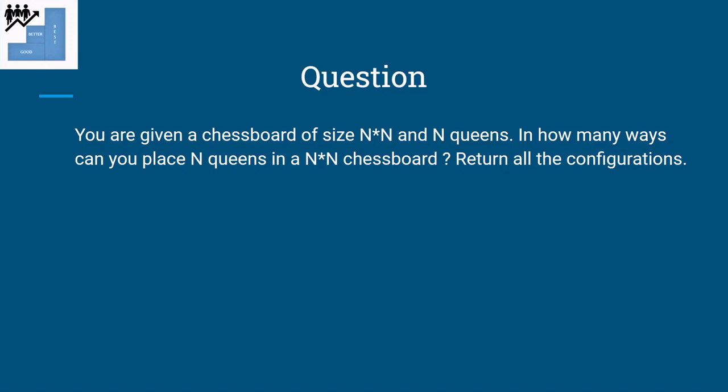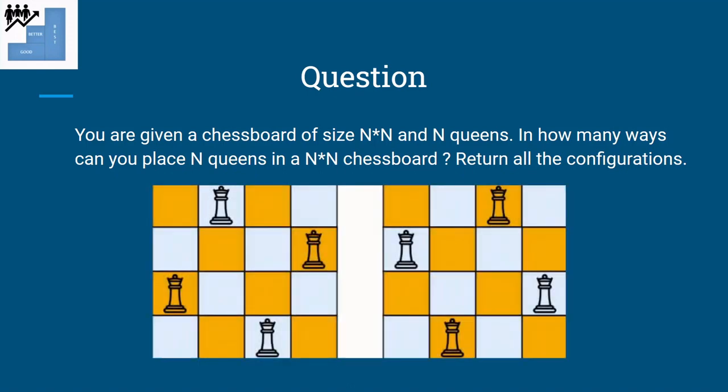You're given a chessboard of size N cross N and N queens. In how many ways can you place N queens on an N cross N chessboard such that none of them can kill each other? We need to find all such configurations. For example, for N equal to 4, one configuration is this and another configuration is this.